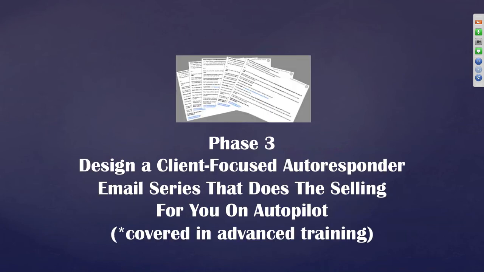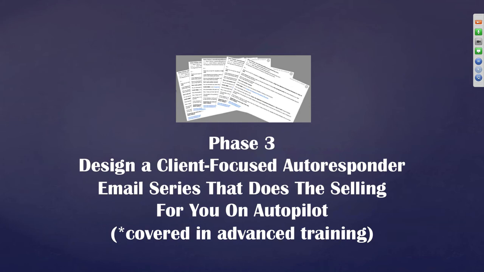And then phase 3 to this whole process is design a client-focused autoresponder email series that does the selling for you on autopilot. Now, this is also covered in the advanced training, but this is the part of the equation we're going to talk about a little bit later where you get to add that automation to your business. So design a client-focused autoresponder email series that does the selling for you on autopilot.